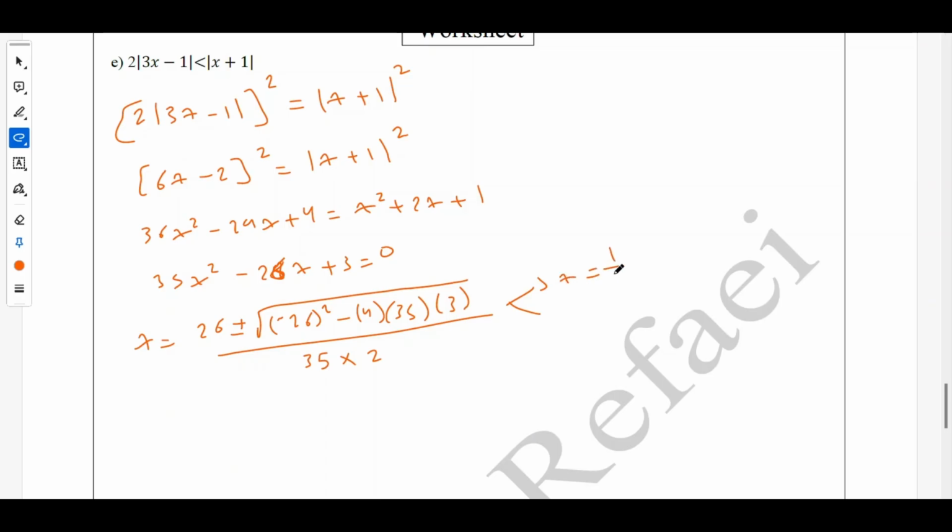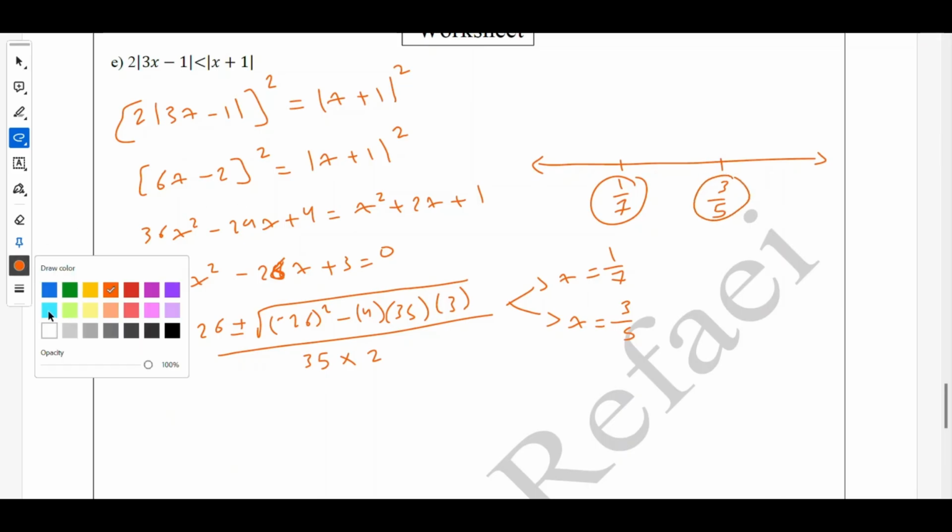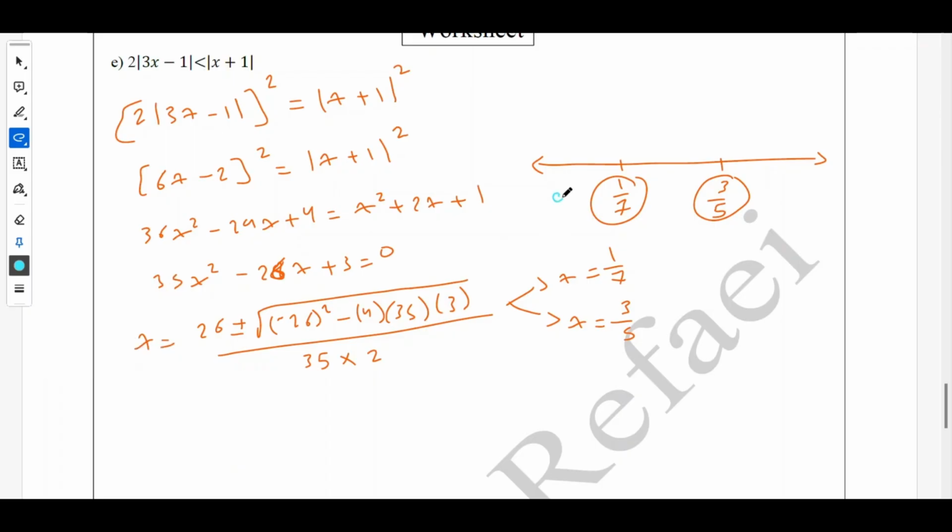x equals 1 over 7, and x equals 3 over 5. I'm going to draw the number line, with 1 over 7 and 3 over 5. I'm going to choose a number less than 1 over 7, 0. Between 1 over 7 and 3 over 5, 0.5. More than 3 over 5, 1.